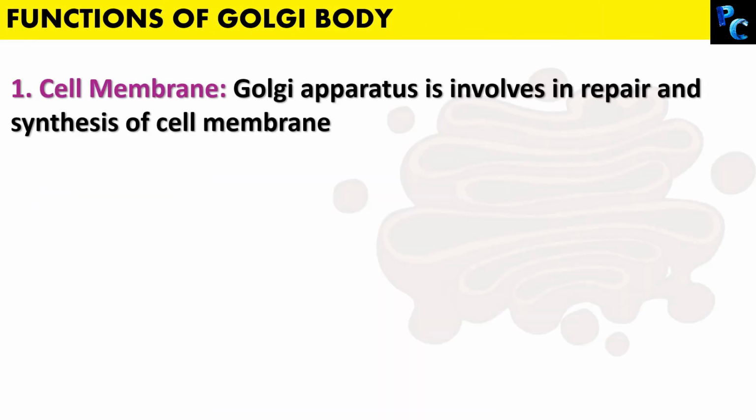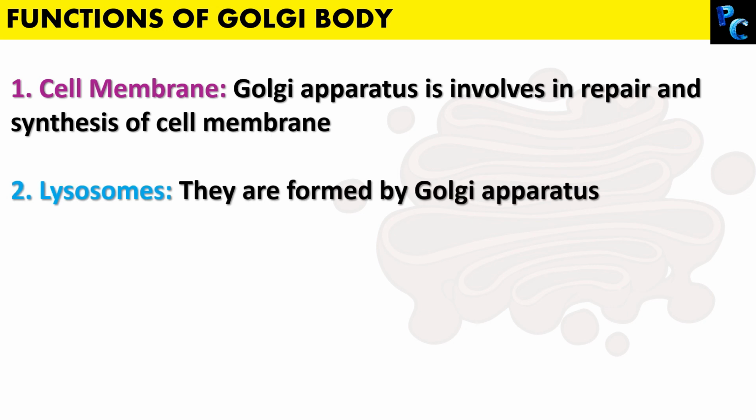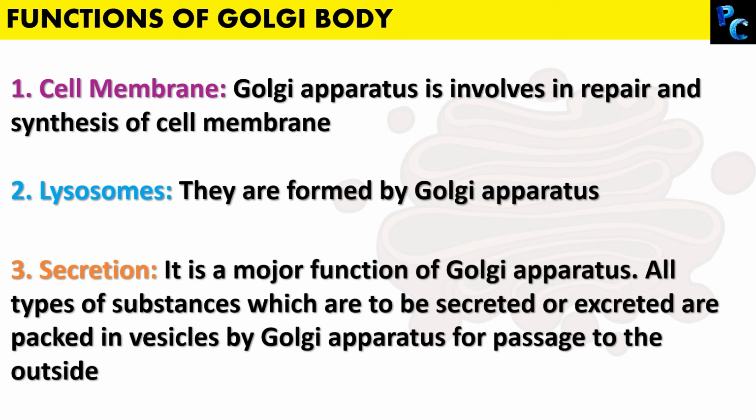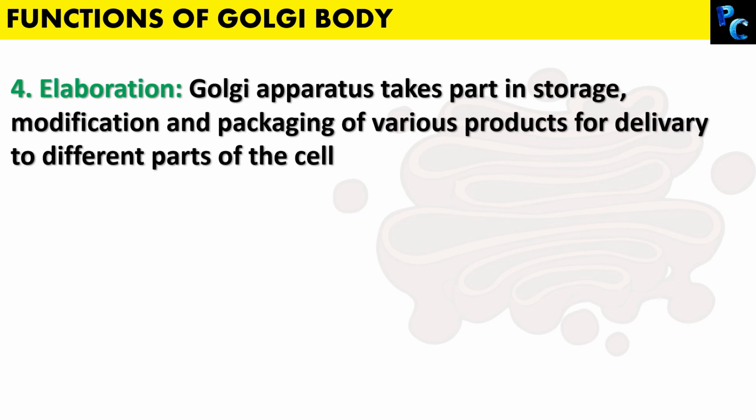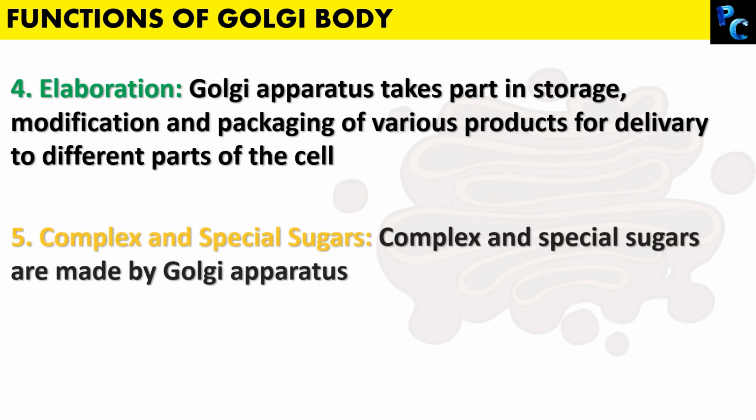So let's know about the functions of Golgi body. Golgi apparatus is involved in repair and synthesis of cell membrane. Lysosomes are formed by Golgi apparatus. Secretion is a major function of Golgi apparatus. All types of substances which are to be secreted or excreted are packed in vesicles by Golgi apparatus for passage to the outside. Golgi apparatus takes part in storage, modification and packaging of various products for delivery to different parts of the cell. Complex and special sugars are made by Golgi apparatus.